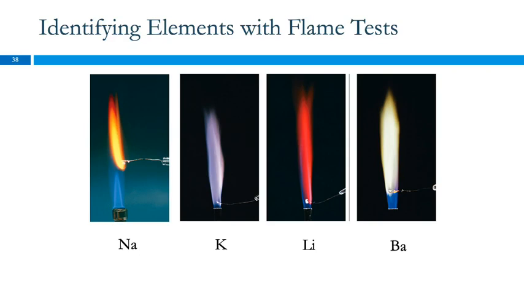If you stick elements in a flame, that excites them and they can emit energy as light. Sodium gives a very bright orange-yellow flame. Potassium is kind of a purple, lithium's red, barium is green. And these are the things that cause the different colors in fireworks. It's different elements.